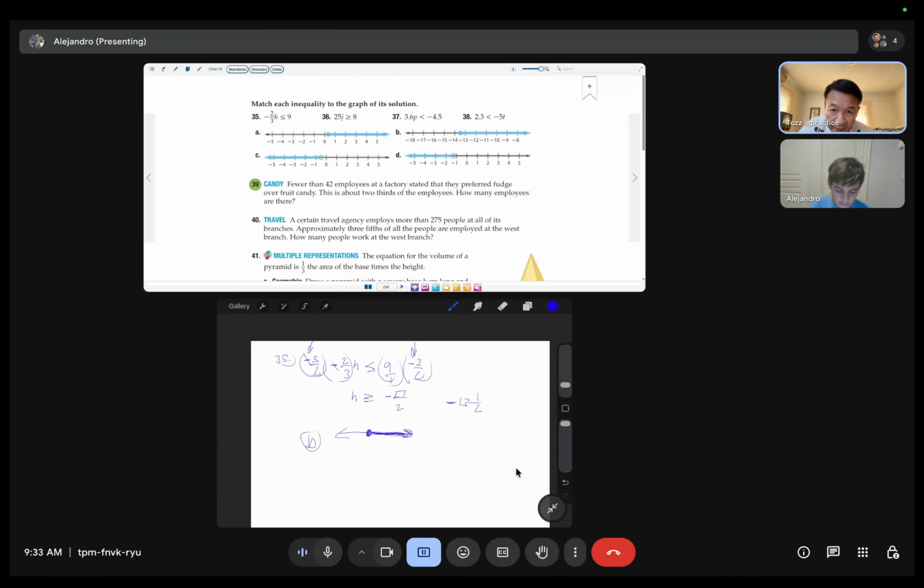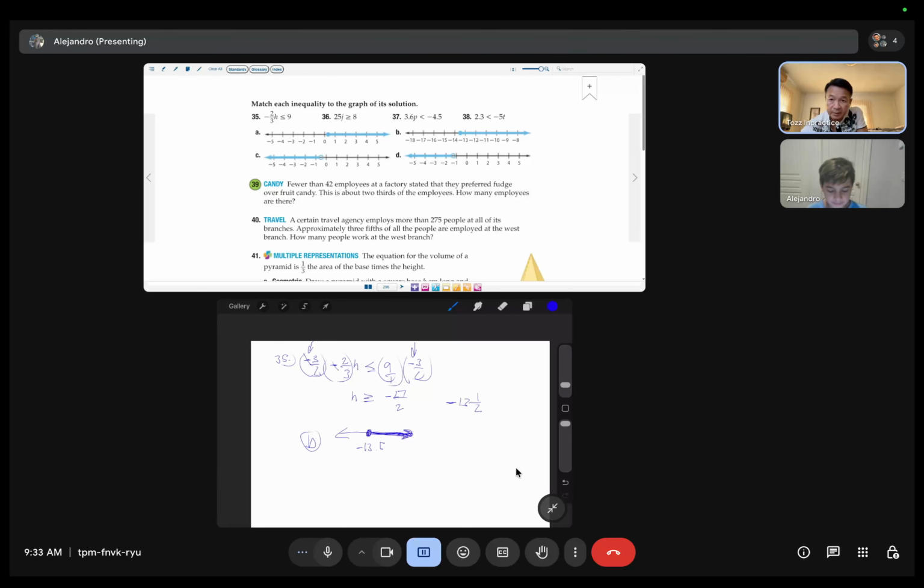It's right halfway. But then you see the arrow. Why is it pointing that way? Because the variable is on the left side. It's always going to work. So yeah, there it is. 13.5. There you go.